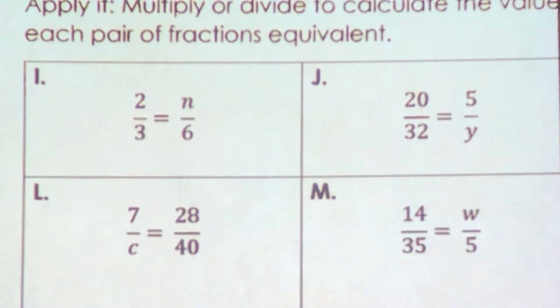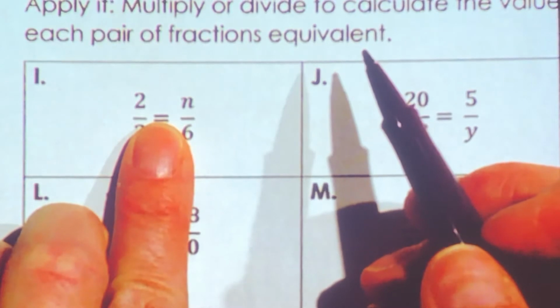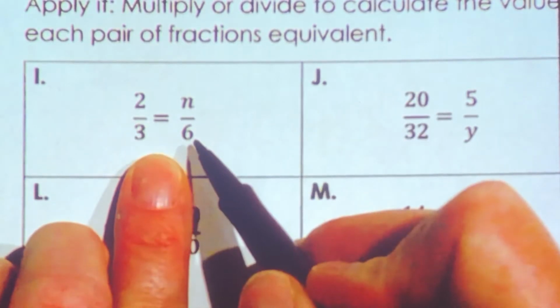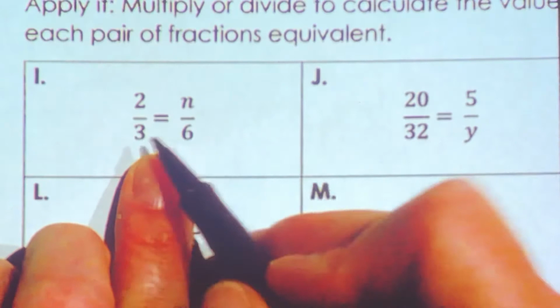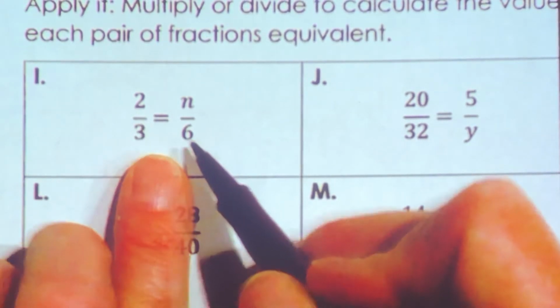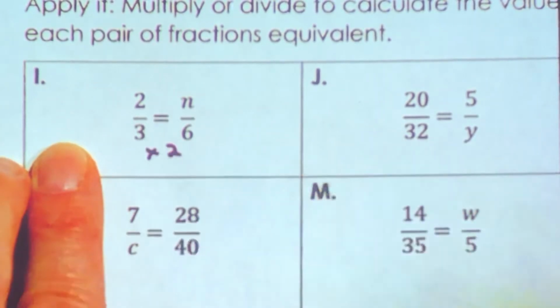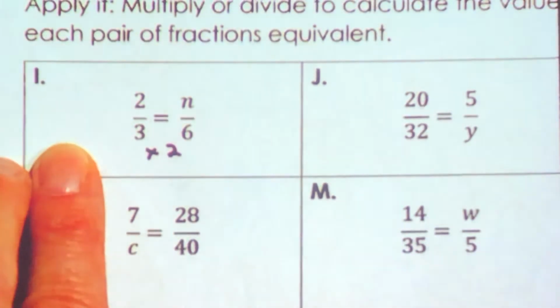Well, we said that we can create equivalent fractions by multiplying the top and bottom by the same digit or by dividing the top and bottom by the same digit. So when I look here, across from the 2, I don't know what n is, so that's not really going to help me. But down here, I have a 3 and I have a 6. So I'm going from a smaller digit to a larger, so that means multiplication here. What would I multiply 3 by to get 6? Well, 3 times 2 is 6. And we said that we create equivalent fractions by multiplying the top and bottom by the same digit.